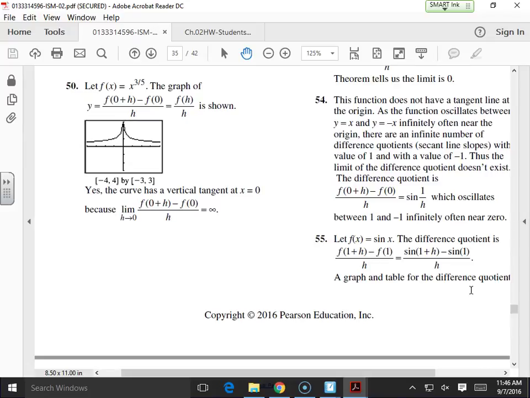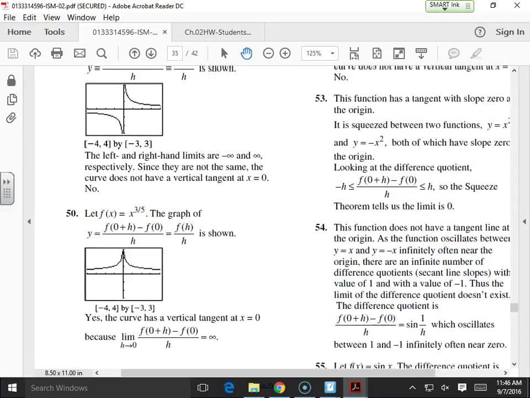Did you put infinity? I didn't even know how to do these ones. 49, 49 to 52. You just gotta use a graph. It says to use a graph.